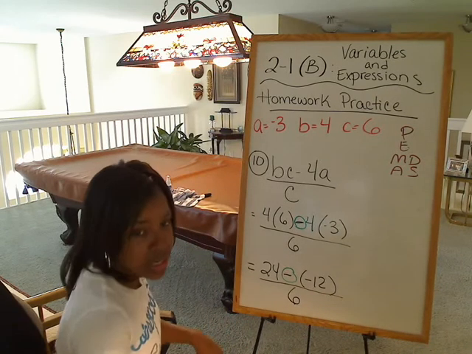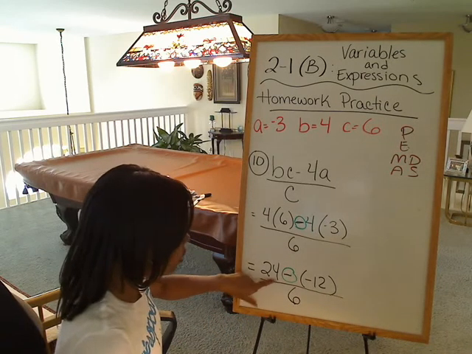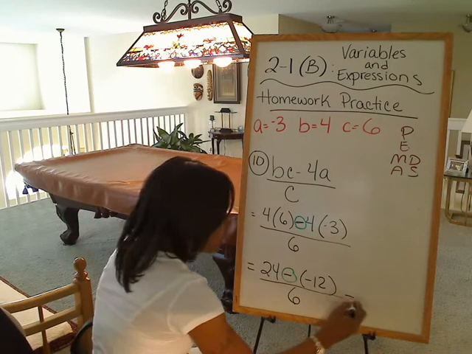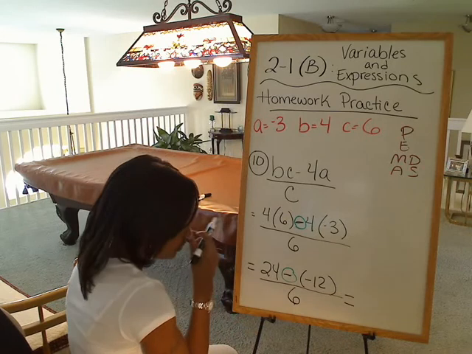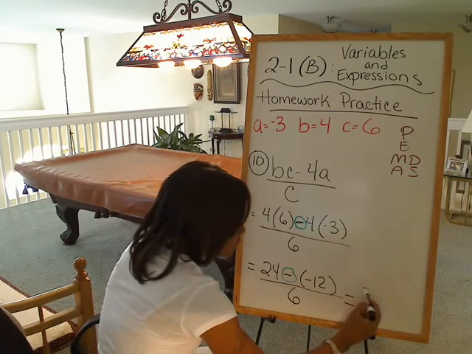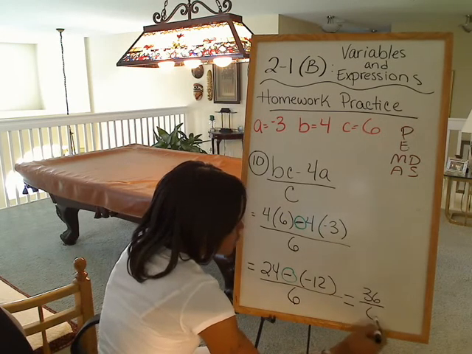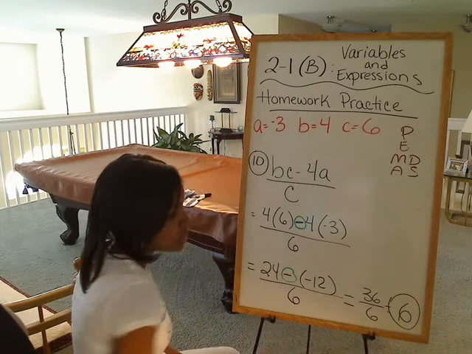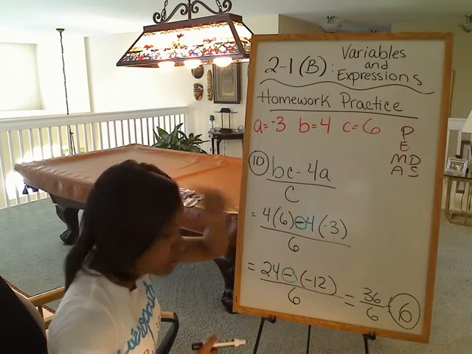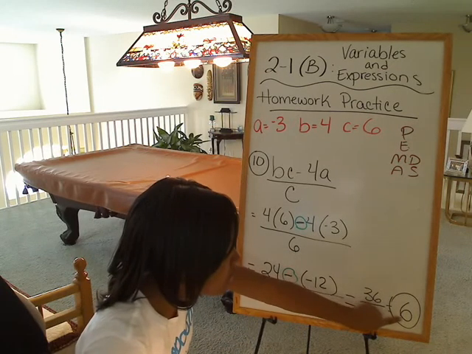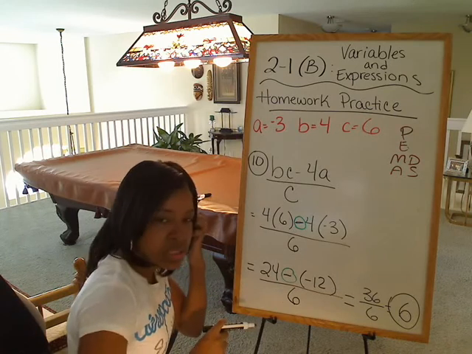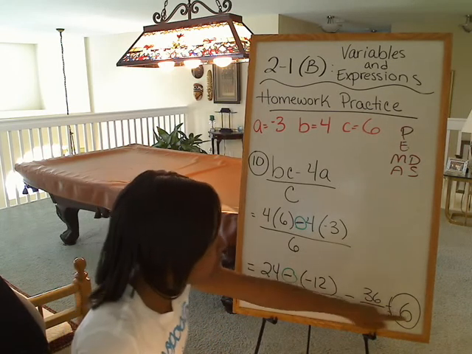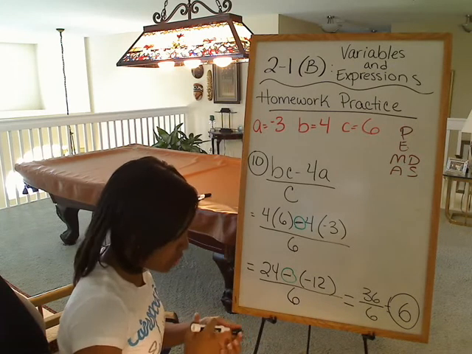Now when you put this in your calculator, you have to do 24 take away -12. 24 take away -12 will give you 36 over 6, which is just 6. If you simplify, or if you divide, either way, you'll either get 6 over 1 if you reduce it, or if you do 36 divided by 6, you get 6 as your answer. Either way.